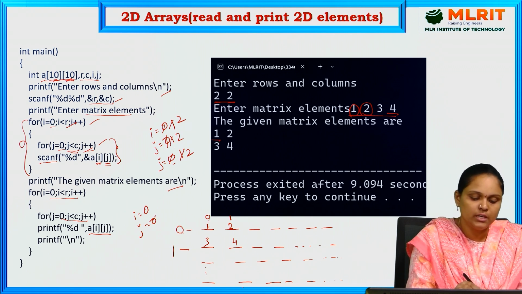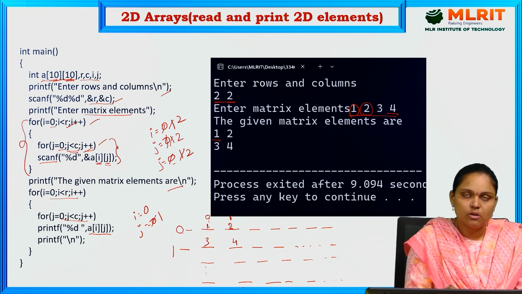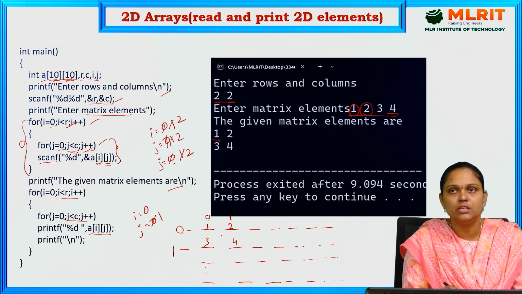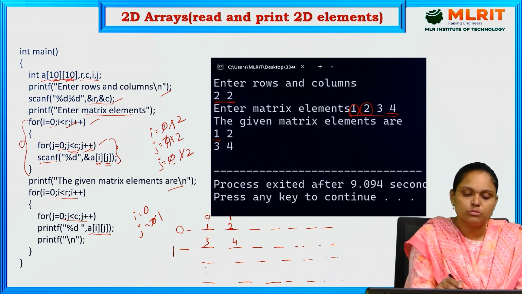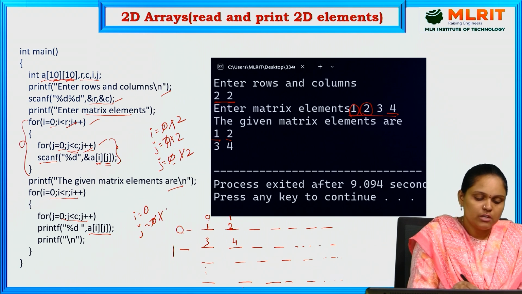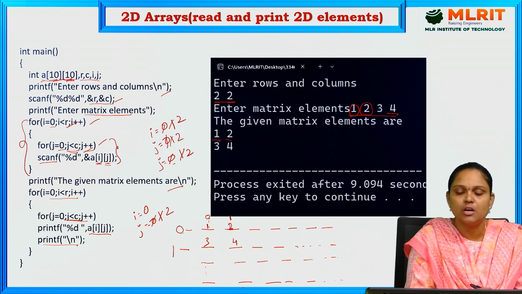And next j increments, so the j value will be 1. So the i value is 0 and the j value is 1. The element at the 0th row index and first column index is 2, so the 2 will be printed. And next the j value will be 2 and here the condition will be false. The next line is this printf of \n, so the cursor will come to the next line.